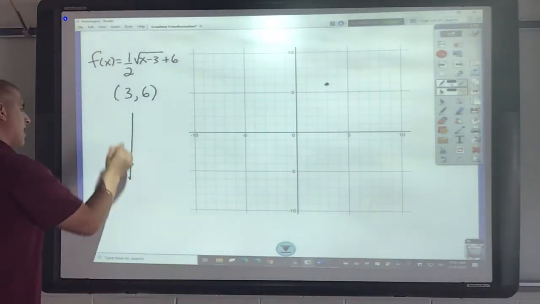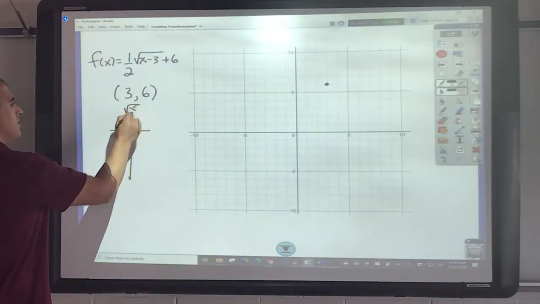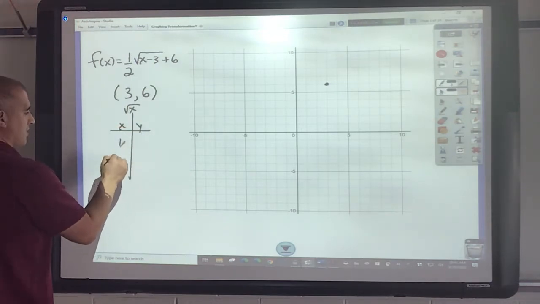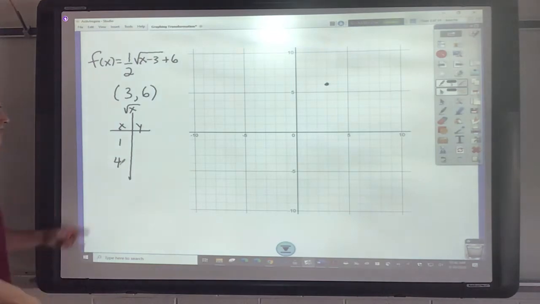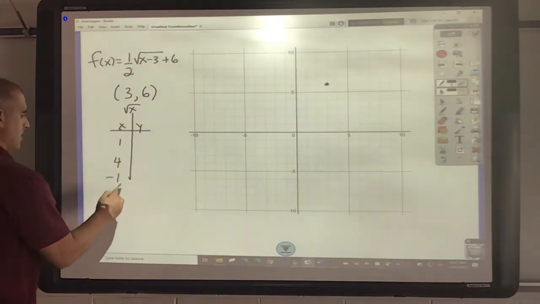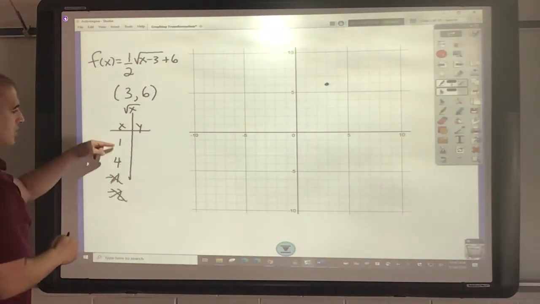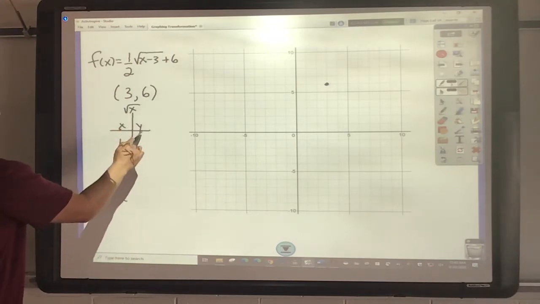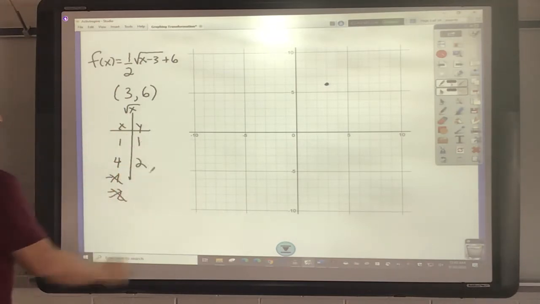Okay, now I'm using the parent function of the square root. We talked about this in the last video, that basically we can only use 1 and 4. The -1 and -2, we know can't be used, and 2 and 3 produce a decimal. So the square root of 1 is 1, the square root of 4 is 2, okay?